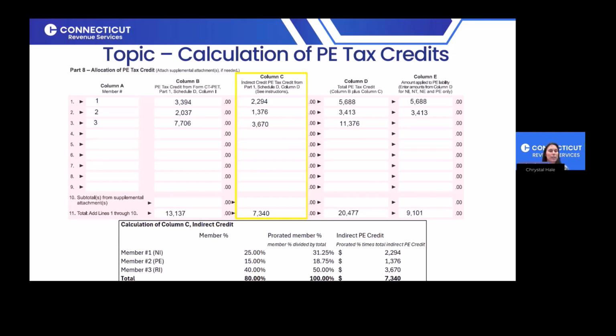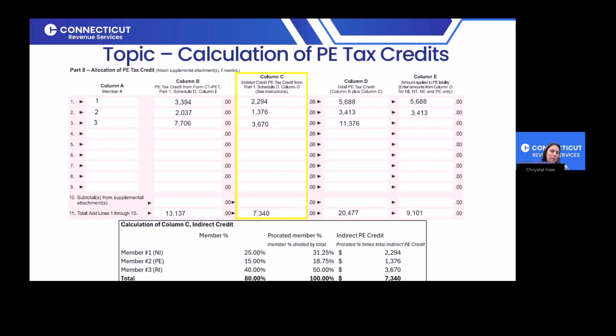When we completed our Form CTPET, they weren't included. So all of the amounts completed on that form directly transferred over onto column B. So those items come right from the Form CTPET that we already completed. Column C, though, if we were to allocate that total indirect credit using our members' current share, it wouldn't be allocated entirely. So what we do is we take the member percentages of all of the members that would be included to receive the PE tax credit.